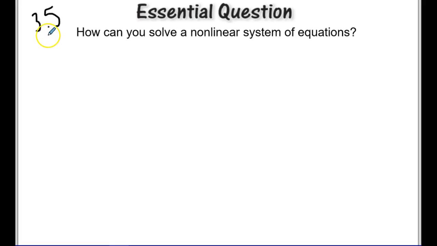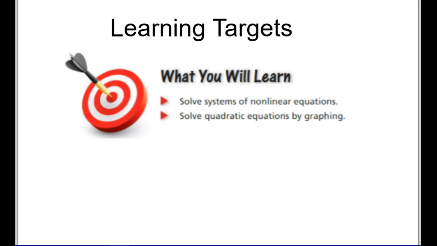Here we're looking at section 3.5, and our big question for this section is how can you solve a nonlinear system of equations? We've dealt with a lot of linear systems. That's where we have two equations written in two variables. But now we're going to be looking at some nonlinear, so we're going to be including here some quadratics and actually some circles.